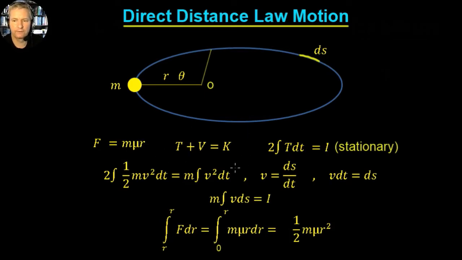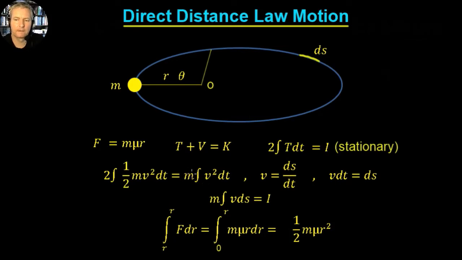So from conservation of energy we can say that the potential energy plus the kinetic energy is a constant. And we can also say that the stationary action is going to be given by this here, which we've seen in our previous video. So it's going to be twice the integral of the kinetic energy with respect to time. So we can say that 2 times, the kinetic energy is half mv squared dt, so the 2 cancels with the half. We can take the m out, so we get m times the integral of v squared dt.